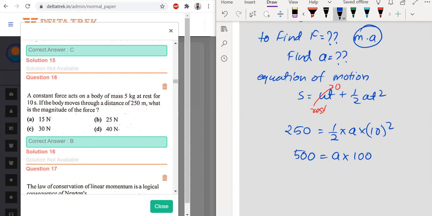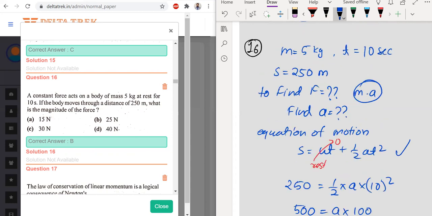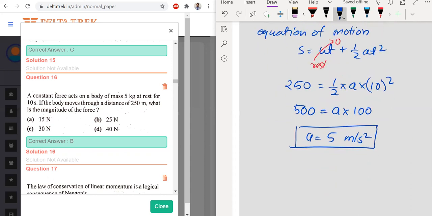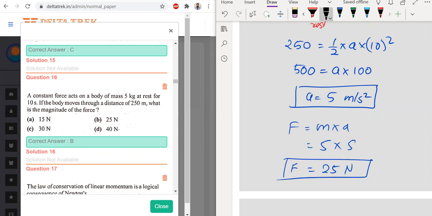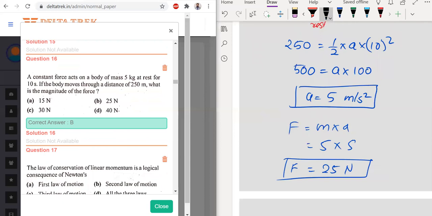So this is a two-step question. First we need to find the equation of motion to find A, and once A is found, then force is simple. F is equal to m into A. So m was 5 kg, A is 5, so the force will be 25 newton. So it's a good question.